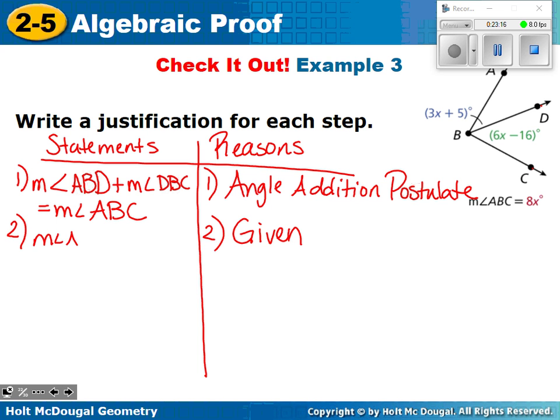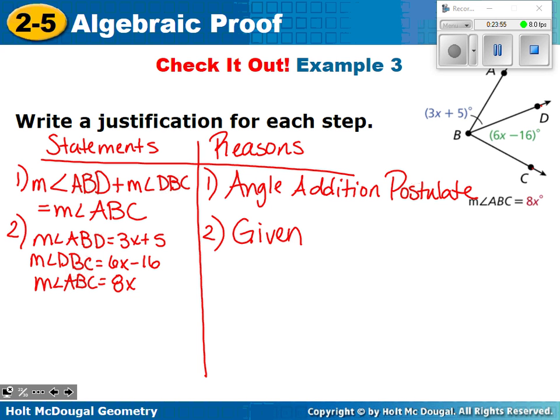Okay, measure of angle ABD equals 3x plus 5. What other angle measure do we know? DBC, good. Measure of angle DBC is equal to 6x minus 16. And what's the other angle measure they give us? ABC. So measure of angle ABC is equal to 8x. So all we did was list what the picture told us and then wrote down what geometry, theorem, or postulate in this case do we know that lets us write an equation.